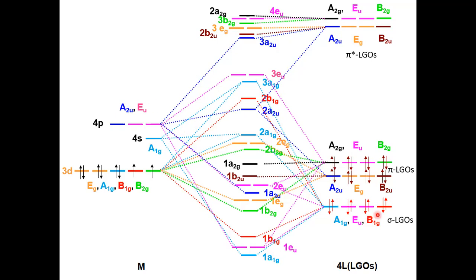Now our sigma ligand group orbitals are full. Our pi bonding ligand group orbitals are full. These ligand group orbitals, because of antibonding nature, are empty. In addition to that, if this metal here is a nickel 2+, we have a d8 ion, and we have 8 electrons in the metal d orbitals.